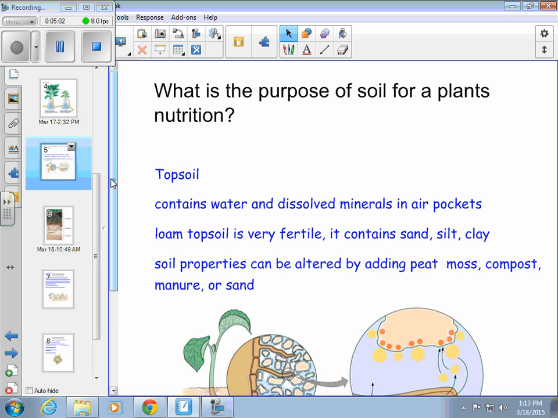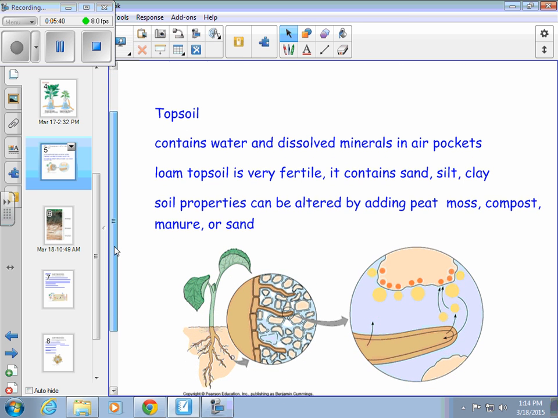Loamy topsoil consists of very small particles, and those small particles help it to retain water and minerals, but there are also some large pockets of space which enable water to be in those spaces, and it also allows a lot of diffusion of oxygen into the roots of the plant. The properties of soil can be altered by adding things to the mix. If you add peat moss, compost material, manure, or sand, all of those things would change the composition of your soil, making it a more fertile, more aerated environment for the growth of plants.